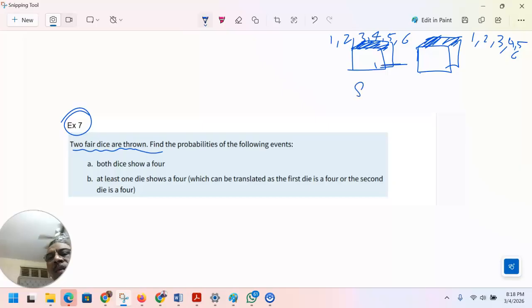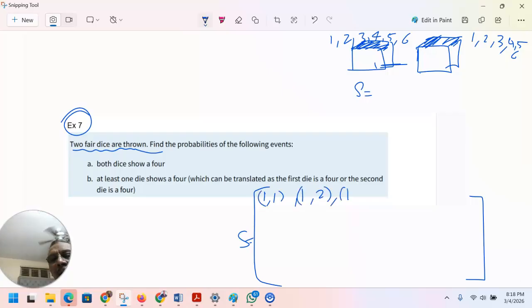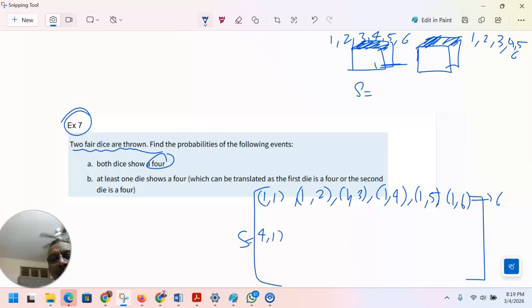When we say sample space, it basically means, let me write it right here, a big sample space, which would be 1 and 1, 1 and 2, 1 and 3, and so on up to 1 and 6. So if the first one is 1, there are 6 like this. And I'm going to write for 4 because it's talking about 4 here. That's why. 4 and 1, 4 and 2. So these are the outcomes.